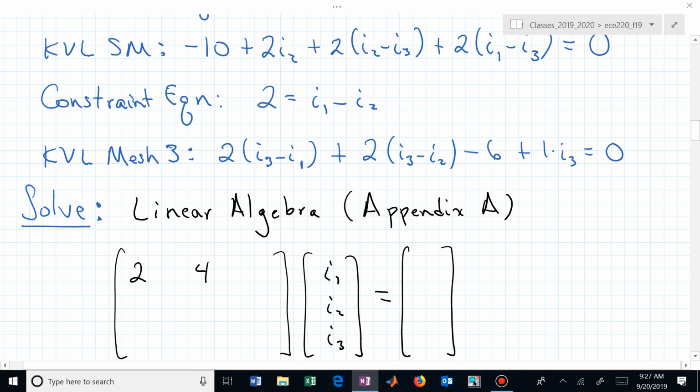Somebody's out in the hallway. They're going, that guy's seeing a lot of things. He's seeing a 2. He's seeing a 4. I see a bridge.